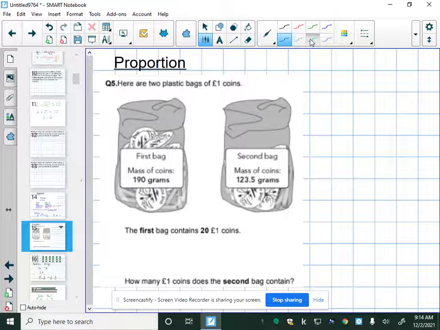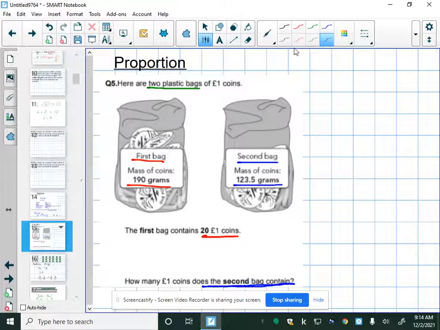Okay, now again, there's a few key steps I would recommend. The first one would always be underline the key information. So the key information here would be there's 2 plastic bags. There is a first bag, which contains 190 grams. It also tells me that the first bag contains 20 coins. There's actually physically 20 £1 coins in there. Second bag has a mass of 123.5 grams. We don't know how many coins are in the second bag. We've got to work that out.